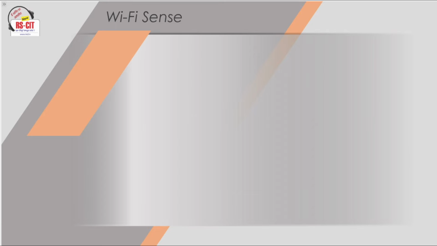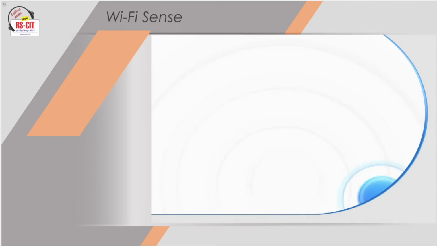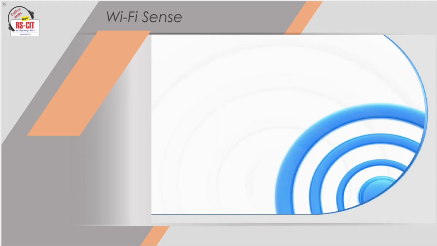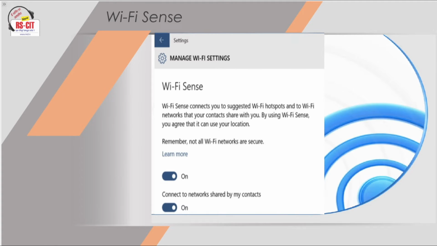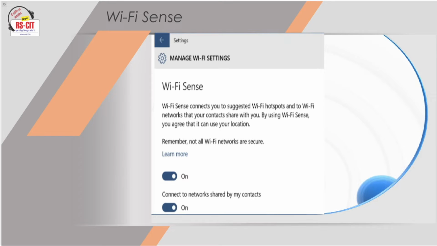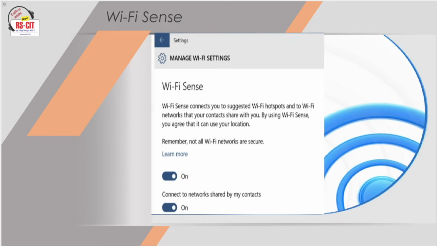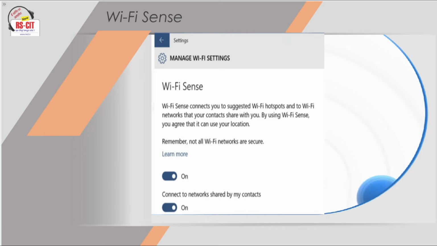Wi-Fi Sense. Windows 10 comes with a new feature called Wi-Fi Sense, which lets your PC automatically connect to Wi-Fi networks that your friends and acquaintances have previously connected to, even if you don't know the network password. By default, it will not share Wi-Fi passwords with anyone else. For every network you join, you'll be asked if you want to share it with your friends or social networks.